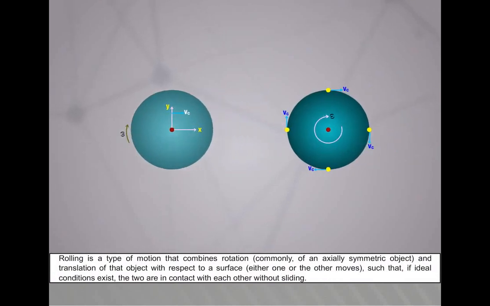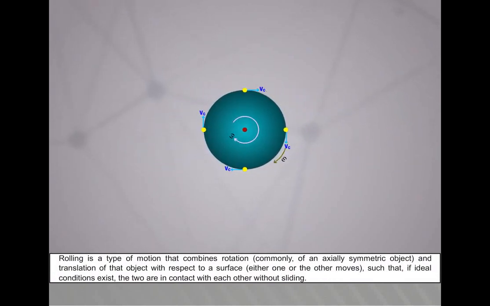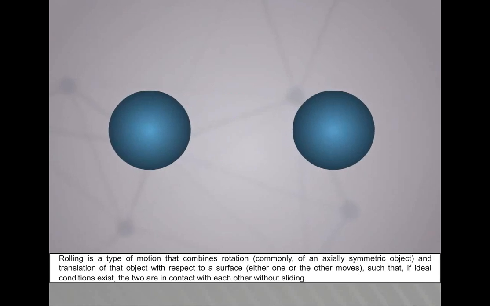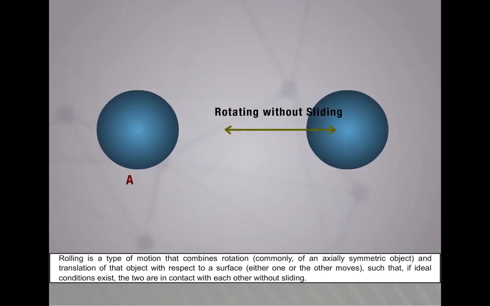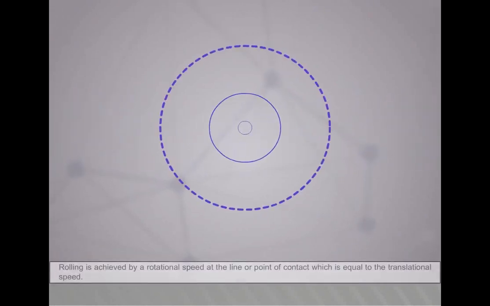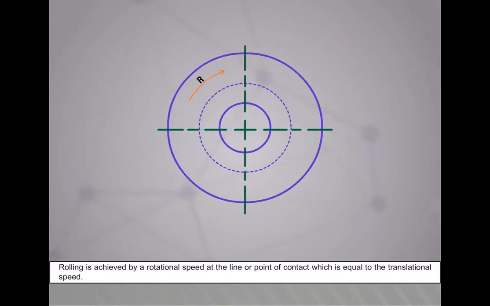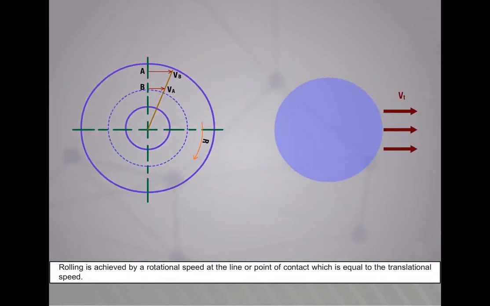Rolling is a type of motion that combines rotation, commonly of an axially symmetric object, and translation of that object with respect to a surface. Either one or the other moves, such that if ideal conditions exist, the two are in contact with each other without sliding. Rolling is achieved by a rotational speed at the line or point of contact which is equal to the translational speed.